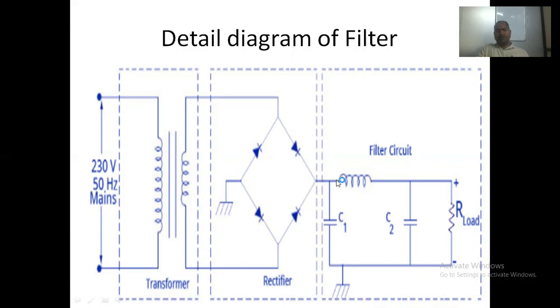Then whatever DC is there should be passed by this inductor, because the inductor has the property that it only passes the DC signal. Then if it contains some AC component, it should be bypassed by this capacitor. So we get about 99% DC output, right? This is the detailed explanation of the filter circuit.